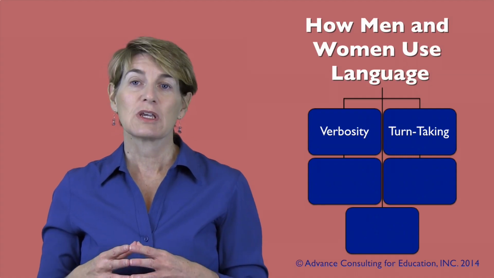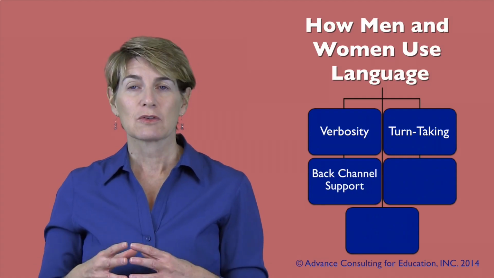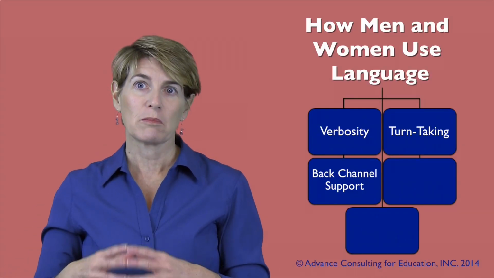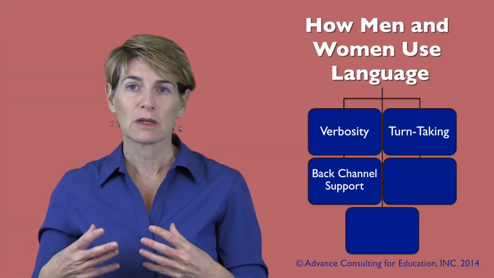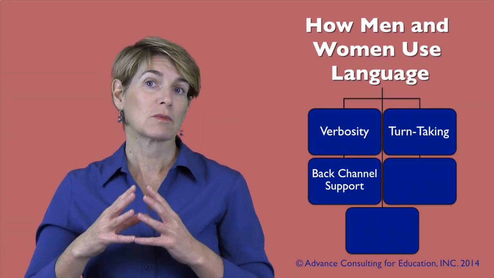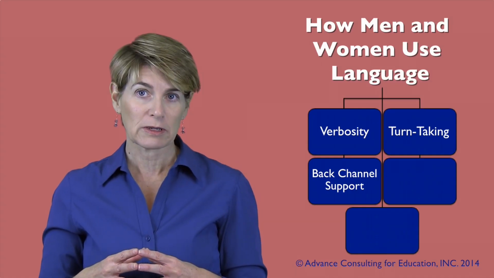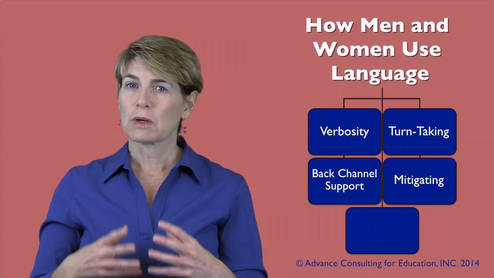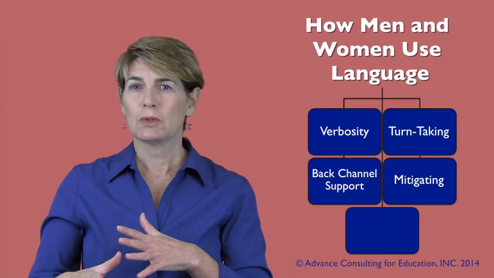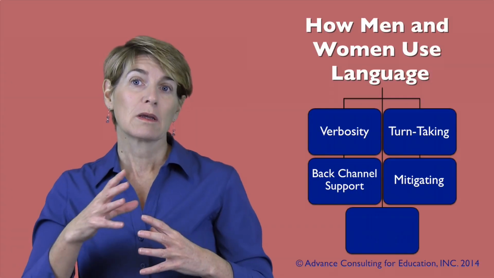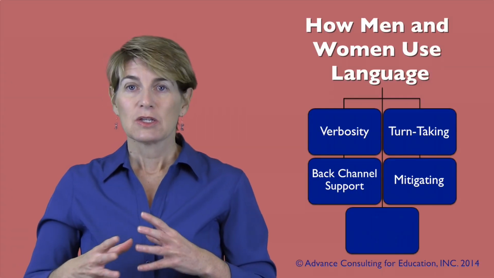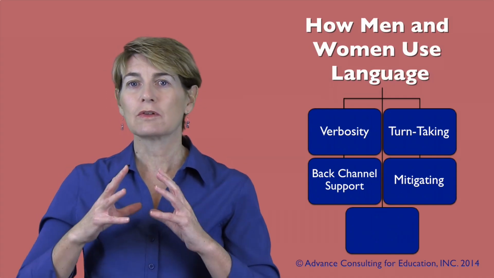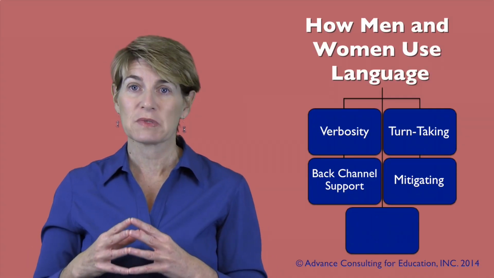The next area of research is back-channel support. Back-channel support is simply how much a listener encourages a speaker to keep going by using things like really, oh, interesting. So back-channel support is how a listener supports a speaker, and do men and women do that differently? The next area of research is called mitigating. Mitigating is when we use different language use strategies to either strengthen but usually weaken the power of what we're saying. So I might do something like hedge or hesitate. I might use uncertainty words in order to mitigate or decrease the strength of what I'm saying.